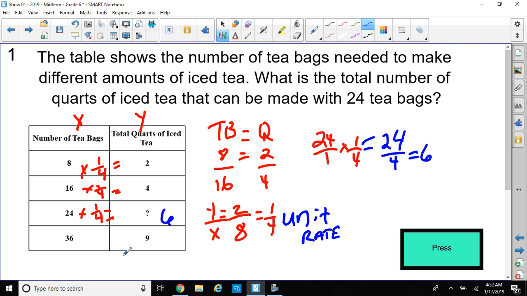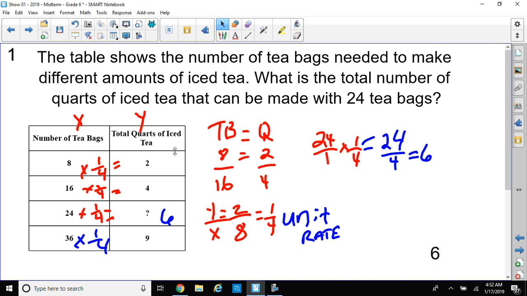So if we multiply, we should also just check to make sure in the last one, if that's true in this one, 36 times 1/4. 36 times 1 is 36, divided by 4 is 9. So it does check out. So the answer we were looking for was 6. So we found how many quarts of iced tea 24 tea bags make. 6 quarts.